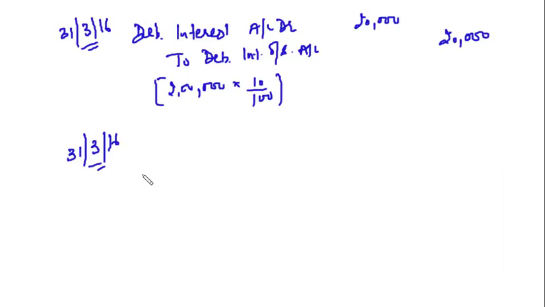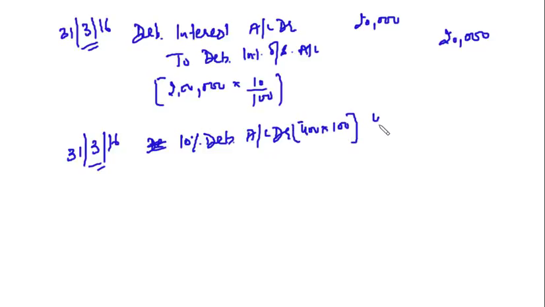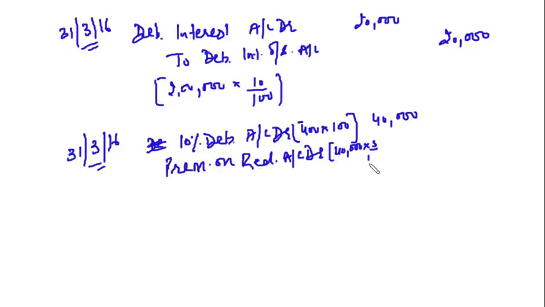Right? So first entry will be the amount due to the debenture holder. For that we'll say 10% debentures account debit. How much? 400 into 100, 40,000. There is a premium on redemption. Premium on redemption account debit. This is also the amount that we have to pay. That is 5% of 40,000. Right? How much? 2,000.